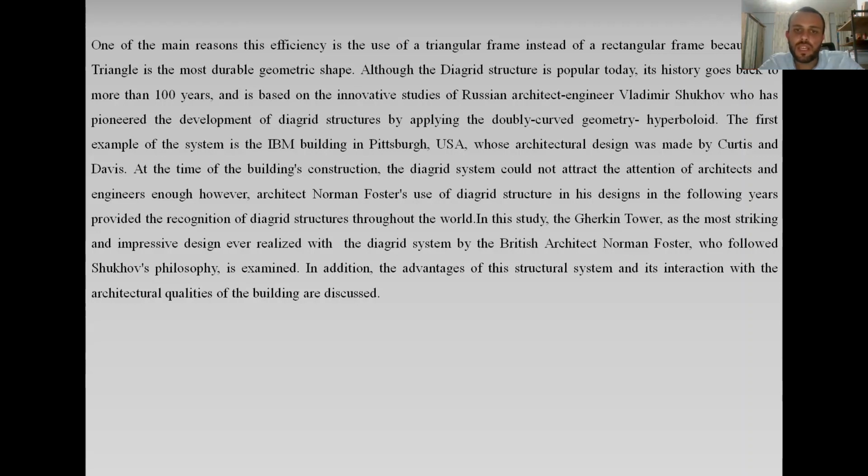Architect Norman Foster's use of the Diagrid structure in his designs in the following years brought recognition of the Diagrid structure to the world. In this study, the Gherkin Tower, the most striking and impressive design ever realized with Diagrid systems by the British architect Norman Foster, who followed Shukov's philosophy, is examined. In addition, the advantage of this structural system and its interaction with the architectural qualities of the building are discussed.